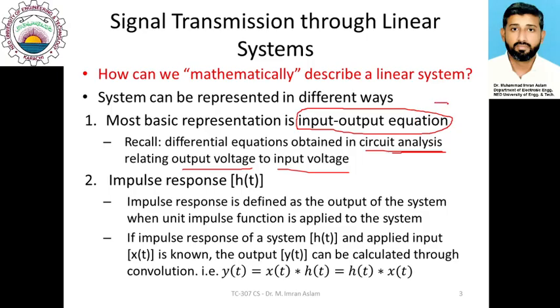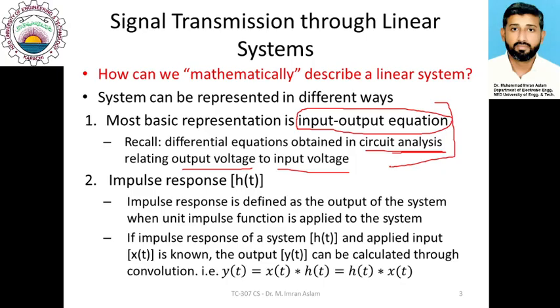So this is one of the basic representations of any type of system, and I must mention that this representation is not only true for linear systems, rather it is also true for non-linear systems as well. So we can use this input-output equation technique to represent non-linear systems as well. However, for this course we will be only focusing on linear systems.